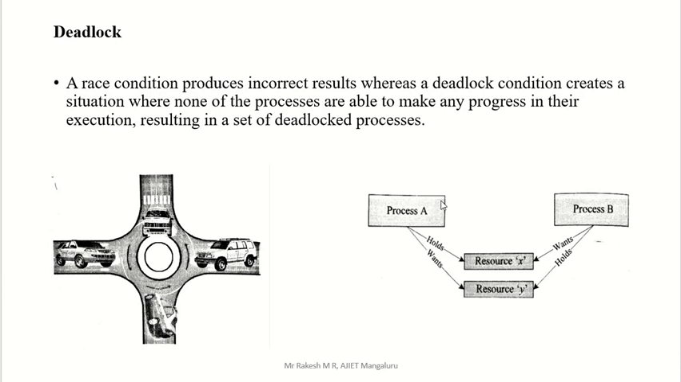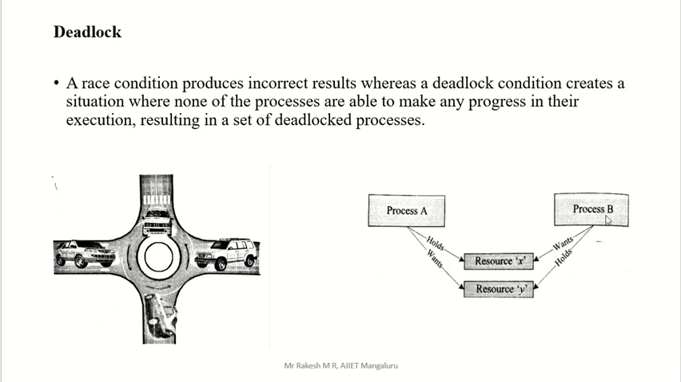We have another example here. Process A and process B are the two processes. Now we have two resources also, but one thing here: process A will hold resource X and wait for resource Y. Process A wants two resources for execution, one is X, one is Y. Now process A has X, but it will hold that and wait for Y.